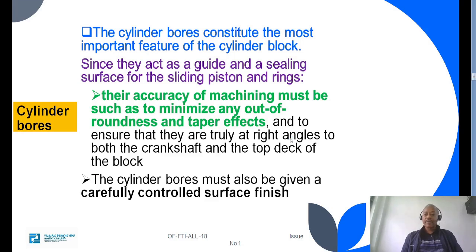Cylinder bore. The cylinder bore constitutes the most important feature of the cylinder block, since it acts as a guide and a sealing surface for the sliding piston and ring. Its accuracy of machining must be such as to minimize any out of roundness and taper effect, and to ensure that it is truly at right angles to both the crankshaft and the top deck of the block. The cylinder bore must also be given a carefully controlled surface finish.